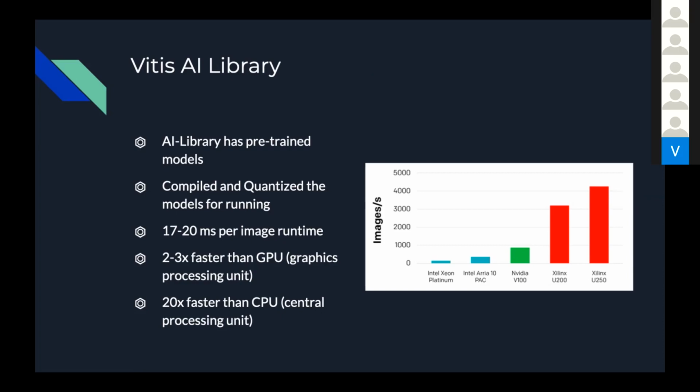The graphic on the right is from Xilinx's website, showing how fast these different hardwares can go through images for certain machine learning applications. You can see the first two in blue are CPUs, and then you have the NVIDIA V100, which was also on the nodes that we were using. And then you can see the two Xilinx cards. The one that we specifically had was the U200, which is the first red one. And it's about 2 to 3 times as fast as the NVIDIA graphics card. Next slide.